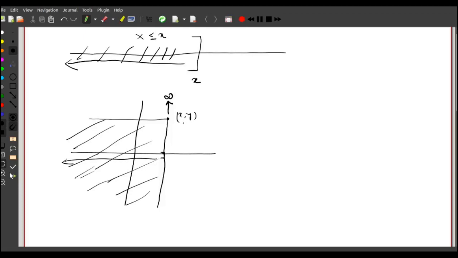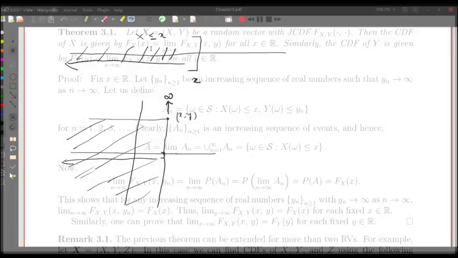That's the probability we try to find out, because the probability of that event is basically the cumulative distribution function of the random variable x. Okay, hope that intuitive idea is fine with everyone.